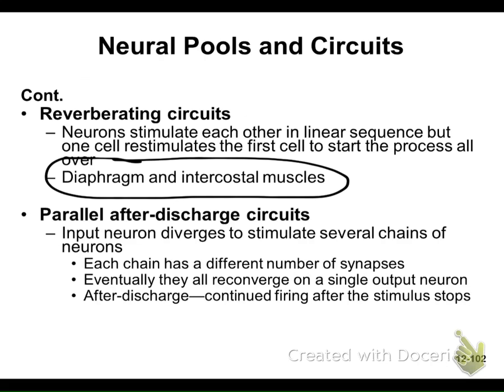And then there are others that are called parallel after discharge circuits. And this is where the input neuron, the first one, diverges to stimulate several chains, and each chain has a different number of synapses which eventually come back and reconverge on the single one. And again, it kind of fires and fires and fires until it is stopped. We would never want to stop our diaphragm or our intercostal muscles for breathing, would we? So that reverberating pathway is kind of ongoing. The parallel after discharge, it goes until you basically tell it to stop, right? Or until the stimulus stops.